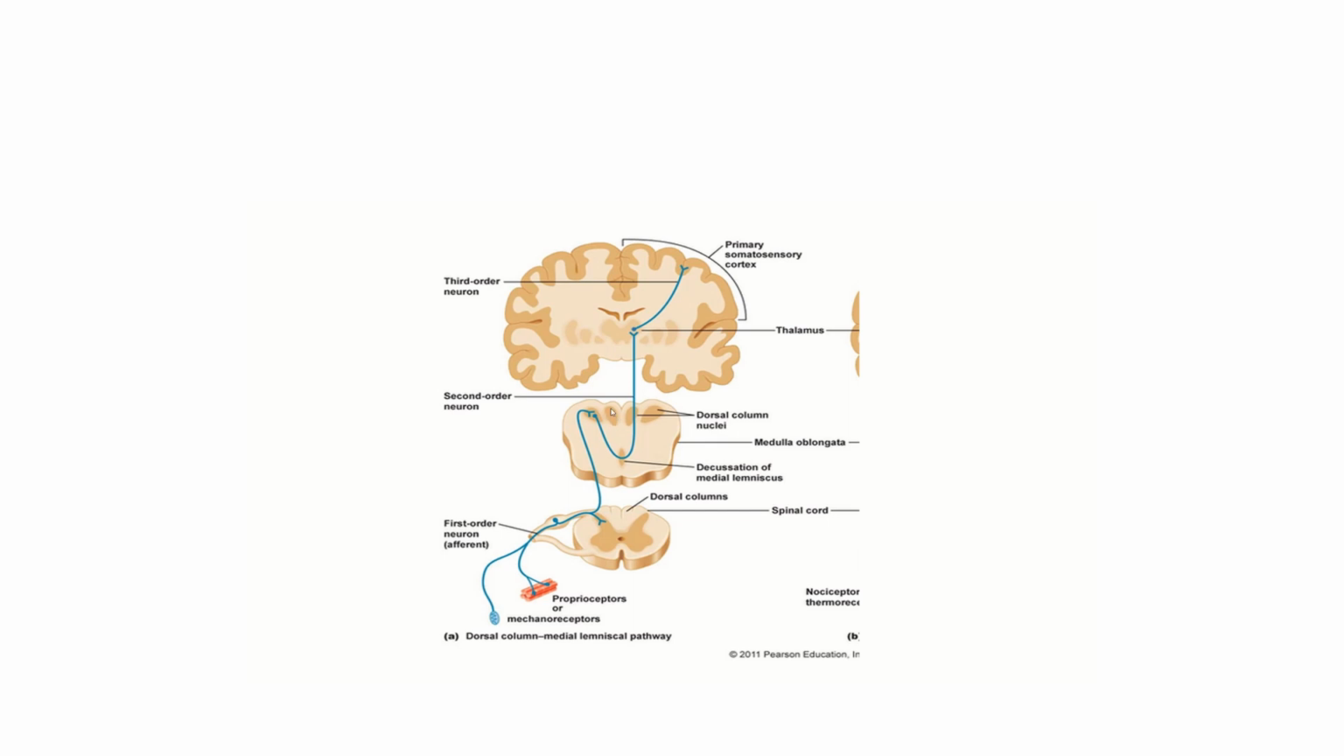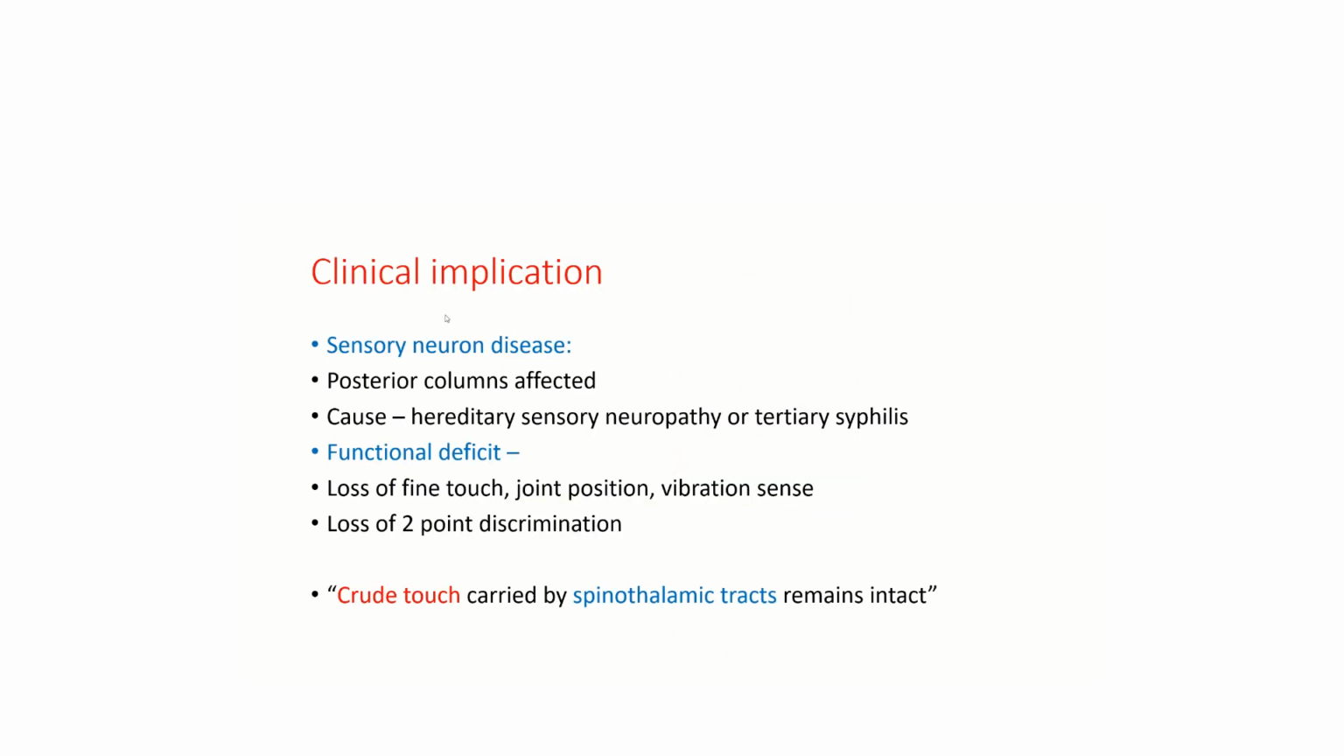So this is the nucleus gracilis and this is nucleus cuneatus. There is a relay, and the second order neurons are coming as the internal arcuate fibers. This is the level of sensory decussation. These internal arcuate fibers will cross to the opposite side and ascend as the medial lemniscus. They are going to terminate in the thalamus, and third order neurons from the thalamus will reach the sensory cortex.